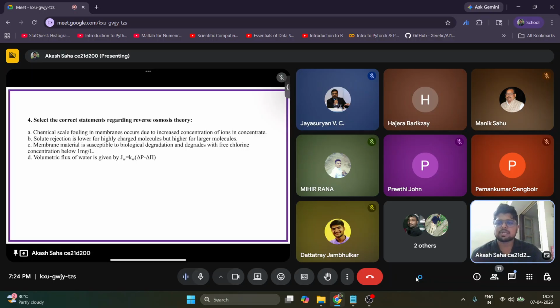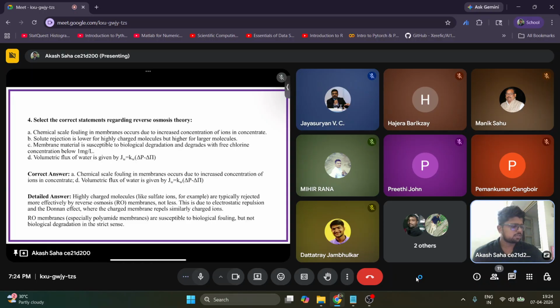That may be the case, but in general, membrane materials are susceptible to biological fouling. We cannot say directly that they will degrade biologically, but they will be susceptible to fouling. But if the free chlorine concentration goes very high, then it can cause issues with the membrane. So the second part is different; I was talking about the first part.